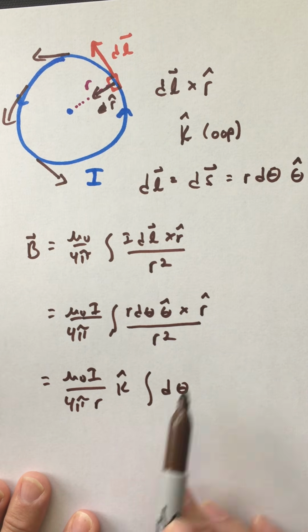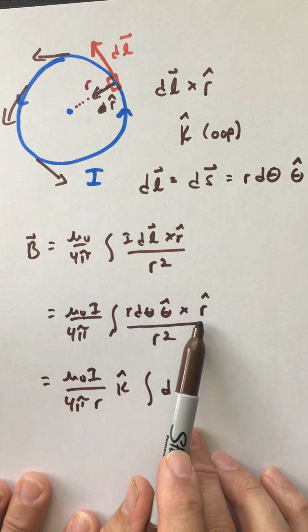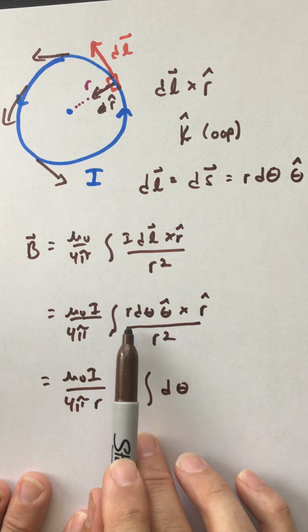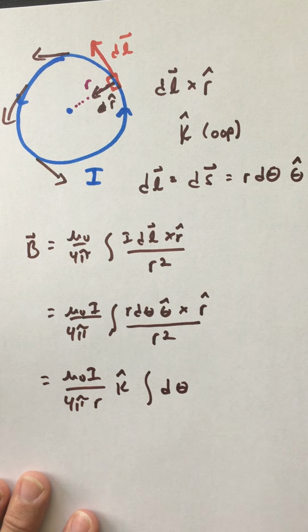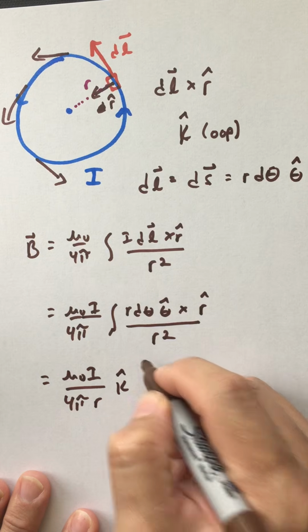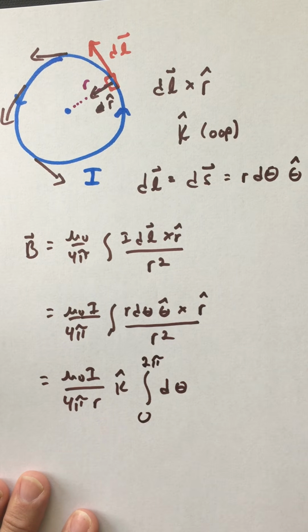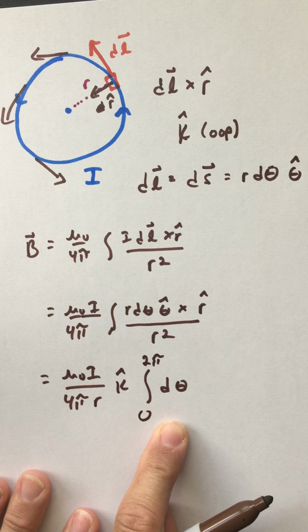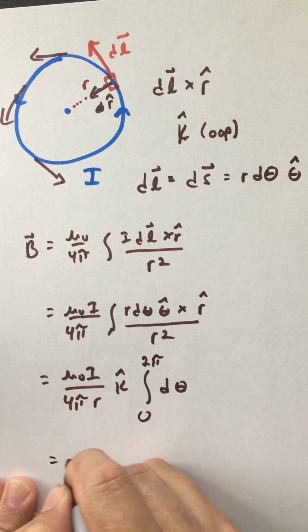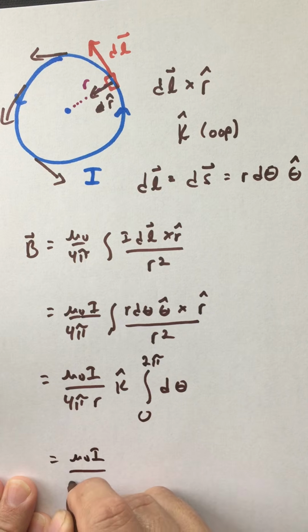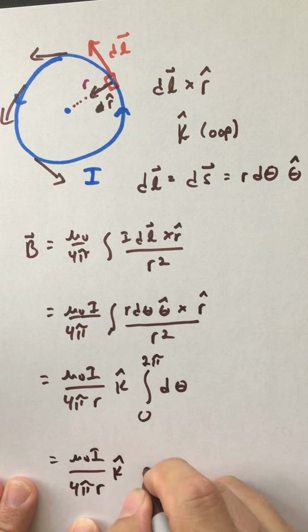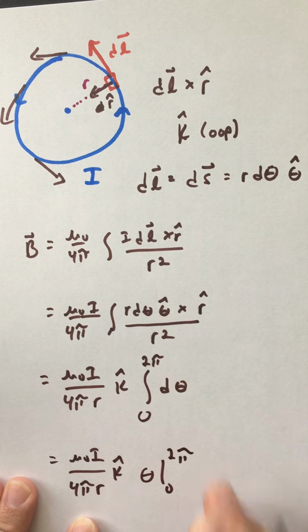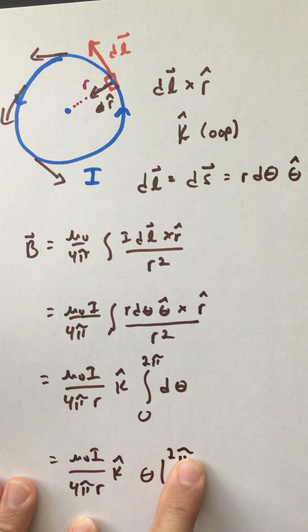The sine of the angle is 1, the magnitude of this vector is 1, the magnitude of this r-hat vector is 1. The magnitude here is just dθ because the r canceled here. This just leaves me with dθ. Now I'm ready to put in my limits. I'm going to integrate over the whole circle. We might as well just go from 0 to 2π. This is a pretty easy integral. The integral of dθ is just θ. So what you get out of this is μ₀I over 4π r k-hat θ evaluated from 0 to 2π. 0 at the lower limit, 2π at the upper.